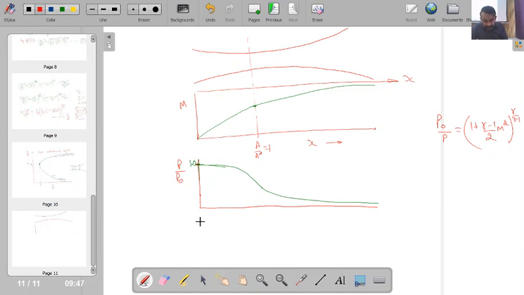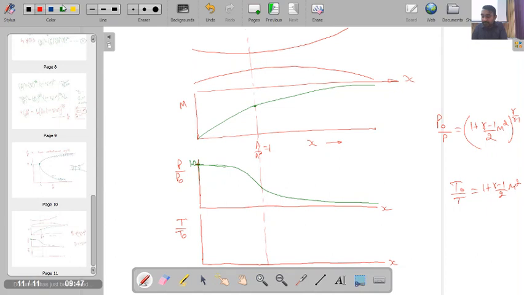Then similarly you can plot the variation of temperature. So here you will be having x and here you will be having the ratio of T by T naught. We know that T naught by T is equal to 1 plus gamma minus 1 by 2 M square. So if you plot the ratio of T by T naught, that will also look something like this.